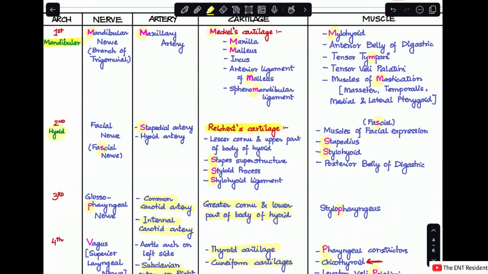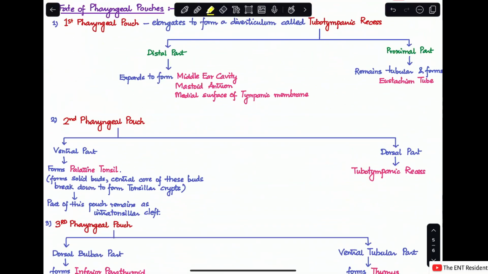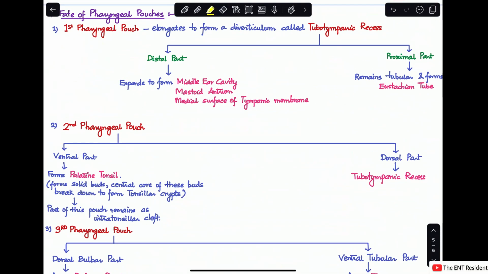So now we'll discuss what the fates of the pharyngeal pouches are. The first pharyngeal pouch elongates to form a diverticulum called the tubotympanic recess. And this tubotympanic recess divides into two parts, the distal part and the proximal part. The proximal part remains tubular and forms the eustachian tube, whereas the distal part expands to form the middle ear cavity, mastoid antrum, and the medial surface of the tympanic membrane.